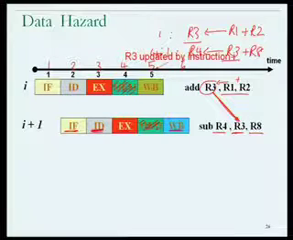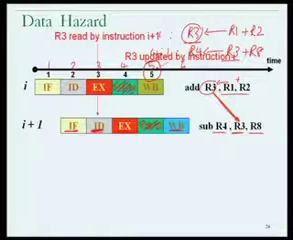So what's the problem? The problem is that if we look at the point in time at which R3 is updated by instruction I, in other words, when does the value R3 become updated due to the activity of instruction I, we notice that that happens in cycle number 5, in the write back stage. On the other hand, when does instruction I plus 1 read the value from R3? And we know that that happens in cycle number 3. In other words, instruction I plus 1 is reading the value of R3 in cycle number 3, and instruction I is writing the desired value into R3 only in cycle number 5.